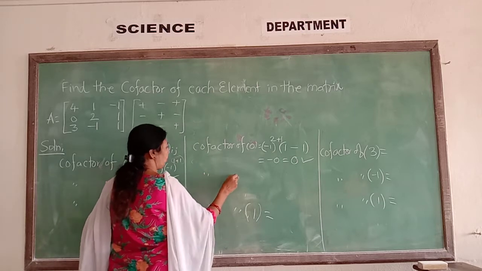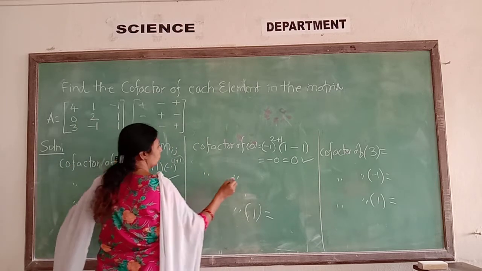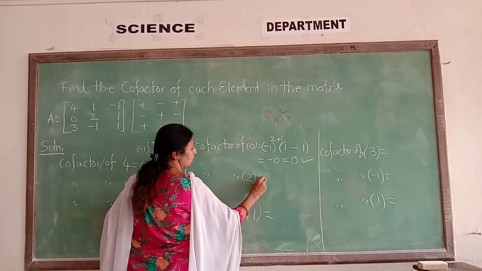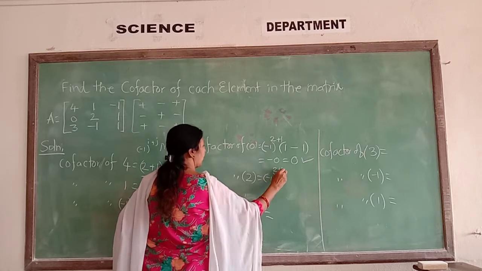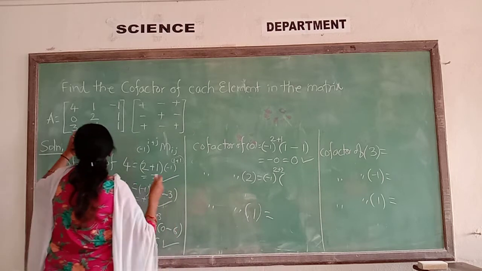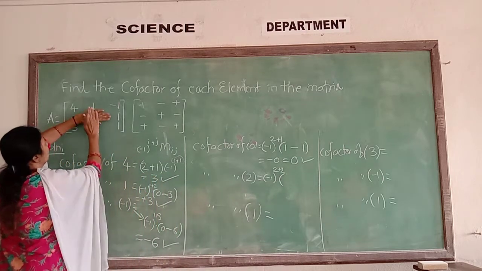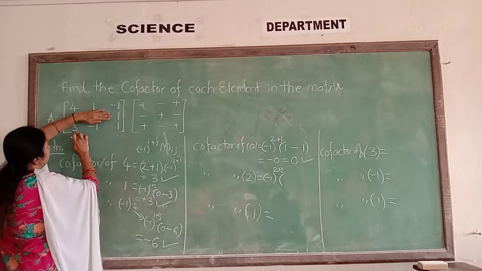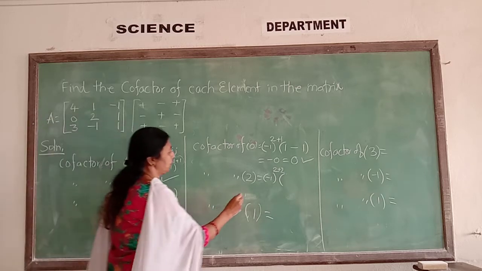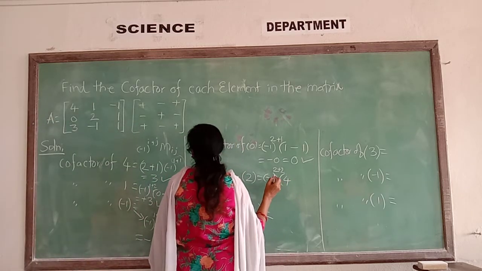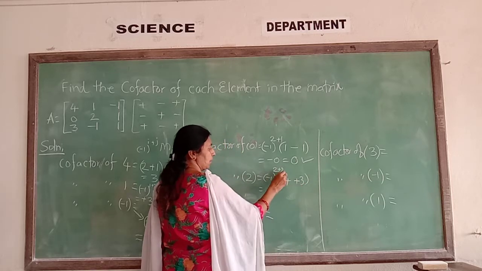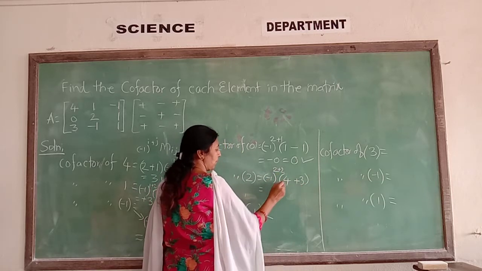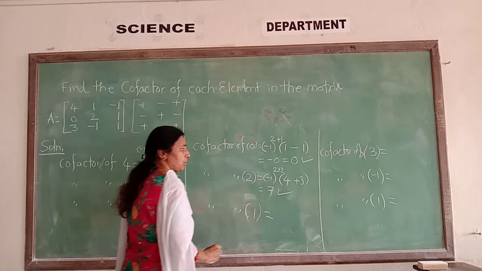Let's come to the cofactor of 2: -1 to the power, second row, second column. Leaving this row and this column, 4 into 1 is 4, 3 into -1 is -3. 4 minus of -3 is 4 plus 3, so it is even. The minus will become plus here, giving 7. So 7 is the cofactor.